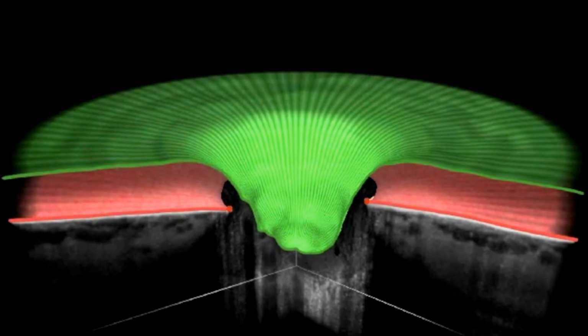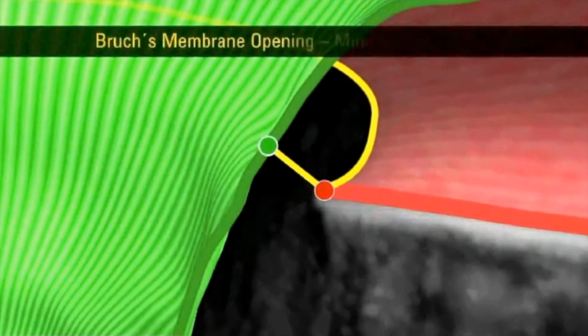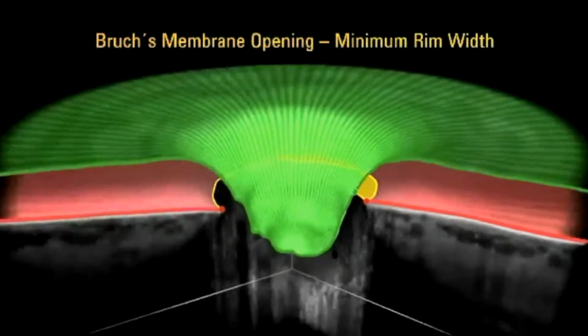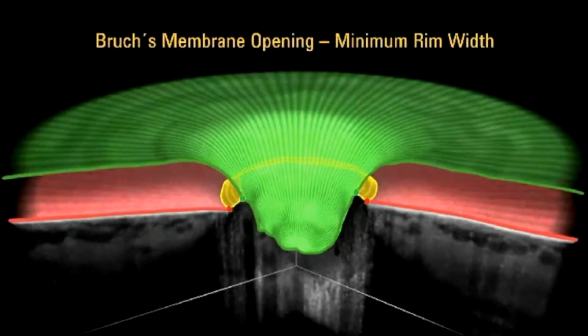Bruch's membrane opening minimum rim width is the smallest distance between the internal limiting membrane and Bruch's membrane opening, as seen beautifully in this 3-dimensional animation. Bruch's membrane opening minimum rim width challenged the traditional Bruch's membrane opening horizontal rim width.